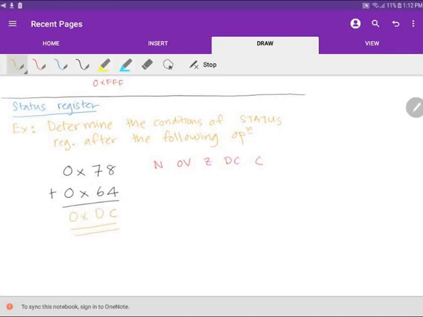Now the status register indicates the condition of the result. So after you perform this addition, based on the result, the status condition will be flagged accordingly. So how do we fill the answers? Let's do one by one. N. Is the answer negative? That's the first question. Is it negative? Positive or negative?